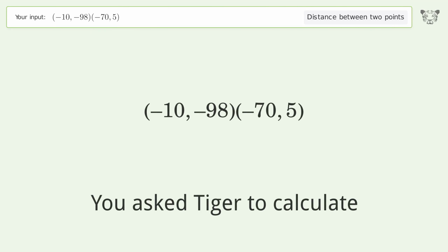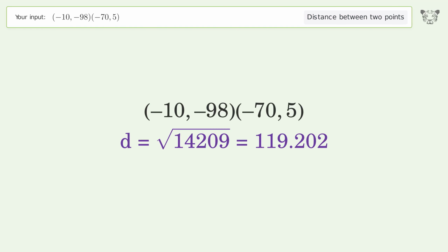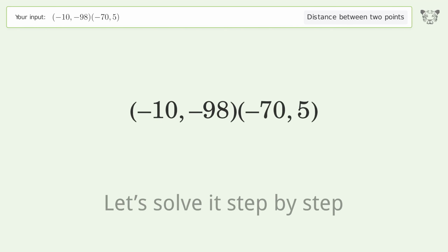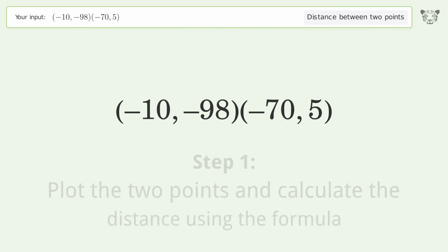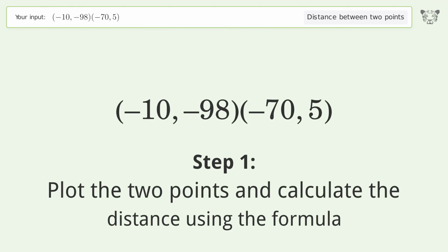You ask Tiger to calculate. This deals with the distance between 2 points. The distance between the 2 points is the square root of 14,209 or 119.202. Let's solve it step by step. Plot the 2 points and calculate the distance using the formula.